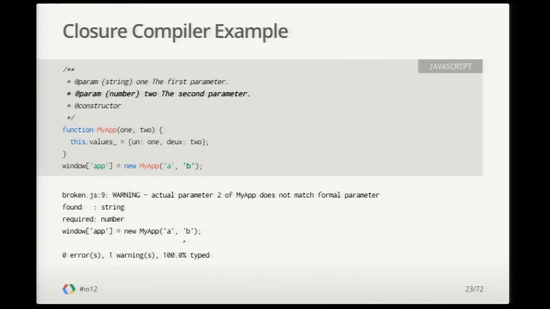So I'll add the parameter. And now we're right to go, right? It's still the wrong type. It was declared as a number. So this is how Closure Compiler enforces type checking. We said it should be a number. We passed in a string. That's bad. It's warned us.